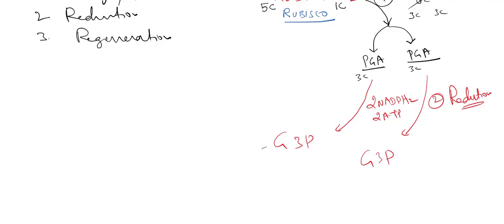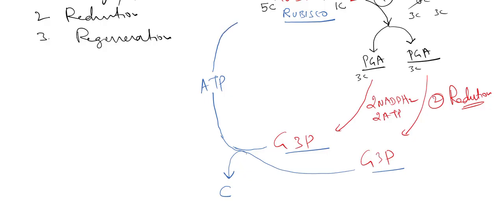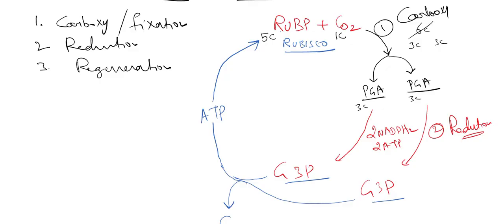Now both the G3Ps are going to join together. Both are 3 carbon, right? If they join together, we should get a 6 carbon, no? But 6 carbon is unstable. It will leave 1 carbon out. Let me take out 1 carbon and the remaining is 5 carbon, right? That 5-carbon molecule, along with an ATP, becomes RuBP, the molecule which initially started the reaction. So this is the third step called regeneration.